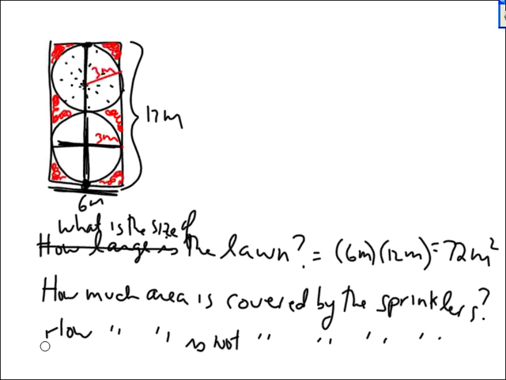Well, to comment: the two sprinklers do not overlap. So it's just, add up the area that each of the sprinklers covers.